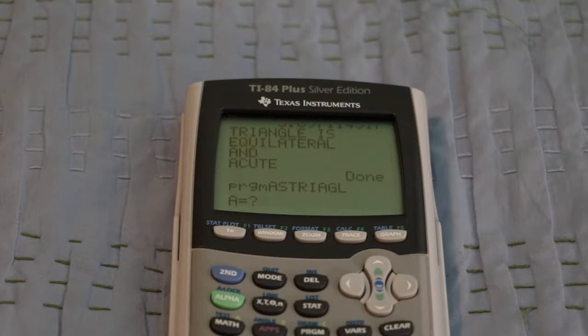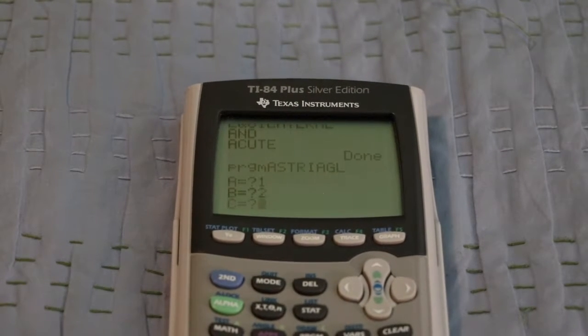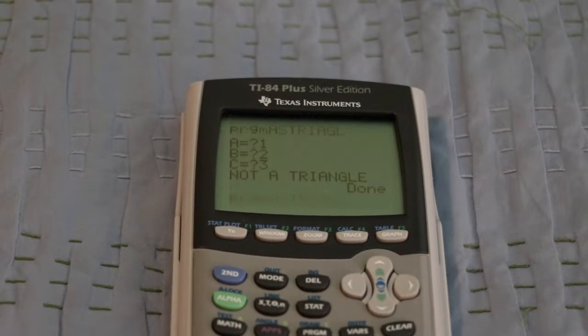Let's start with a triangle that doesn't exist. So how about side 1, 2, and 3? That is not a real triangle, and the program tells you that. It says that is not a real triangle. Let's rerun that program.